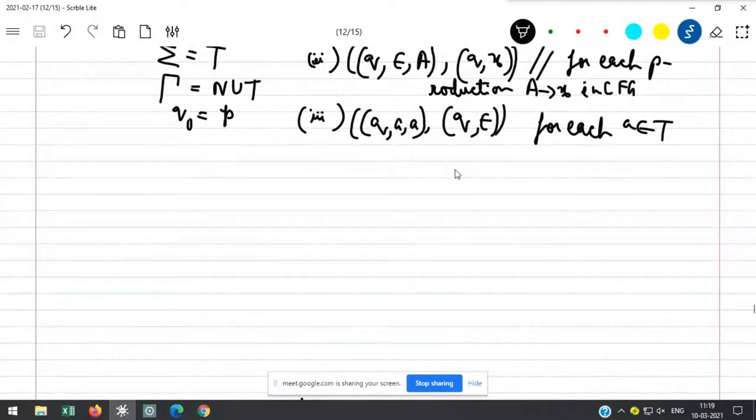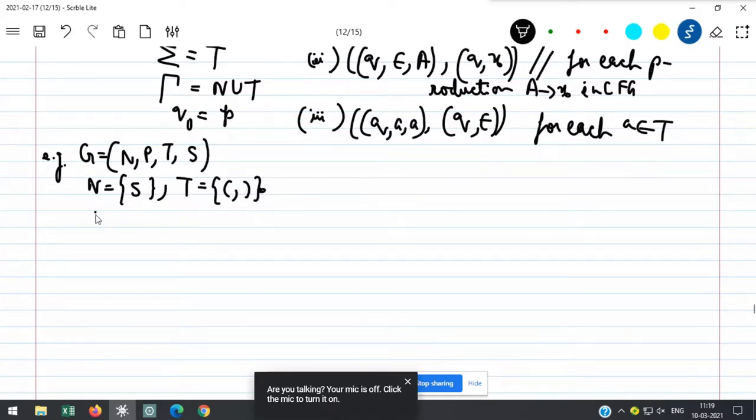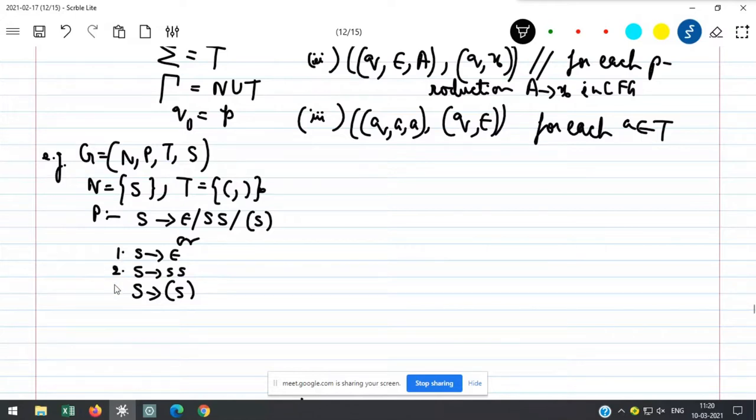Let me just consider an example. G is equal to N comma P comma T comma S, where N, S, T, then production S replaceable by epsilon. You already know we can combine these things like this, or we can write like this. Let me just mark 1, 2, 3.